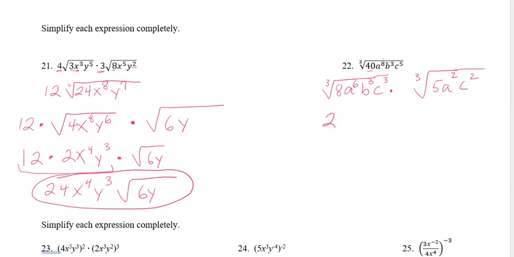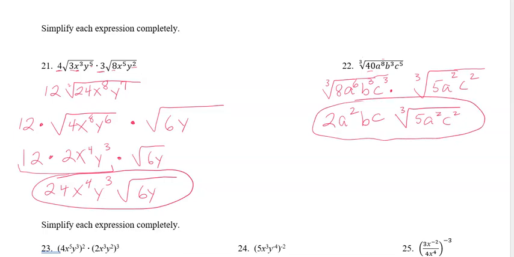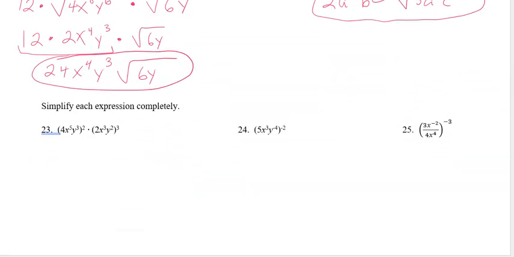So the cube root of 8 is 2. a to the 6 divided by 3 power. b to the 3 divided by 3 power. c to the 3 divided by 3 power. And then this other radical is unable to be simplified. Okay, we're almost done. We got some exponent work to do.